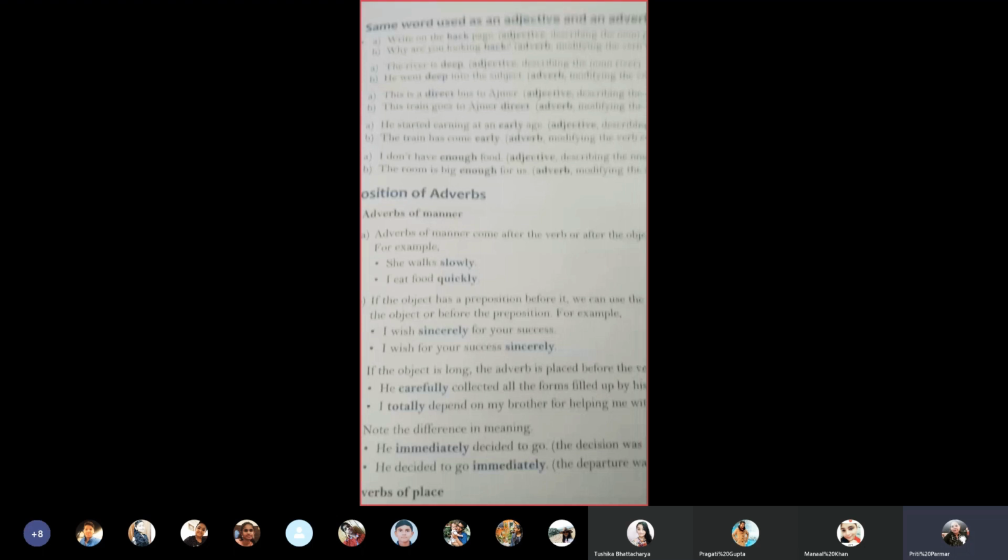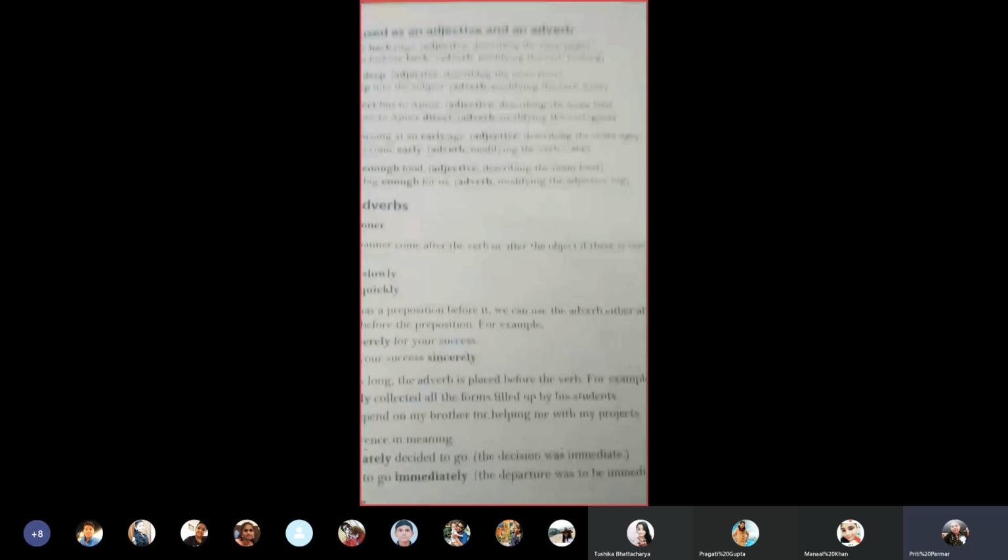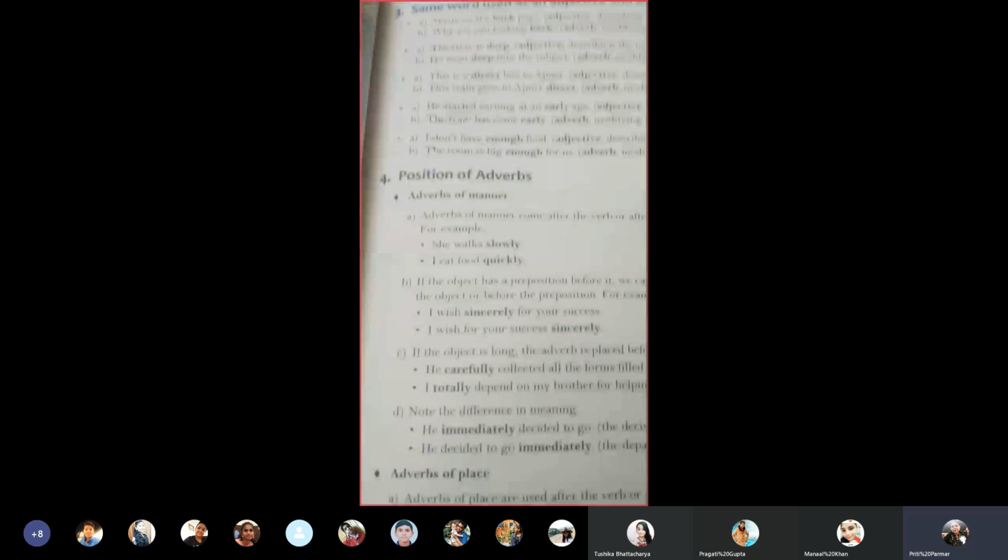Then they are telling you it can also be after the object. And see here, the second example. I eat food quickly. I is the subject, eat is the verb, food is object. Now, how do I eat my food? Quickly. So here quickly is an adverb which is placed after the object.